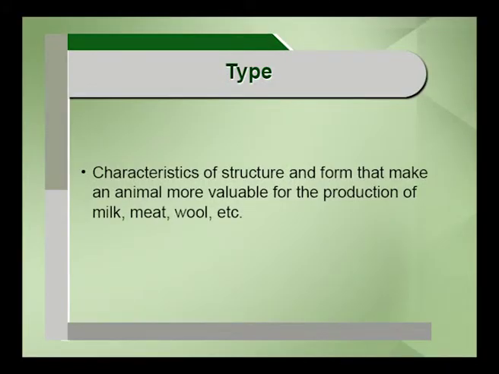The next definition as far as livestock genetic resources are concerned is a type. It refers to the characteristics of structure and form that make an animal more valuable for the production of milk, meat, wool. In other words, for food and agriculture. These characteristics help the animal to adapt to local and environmental conditions.